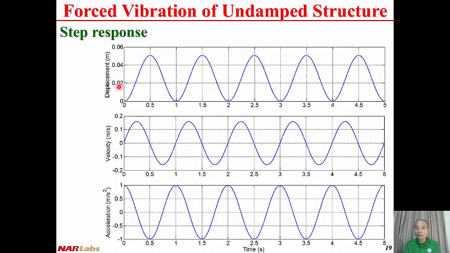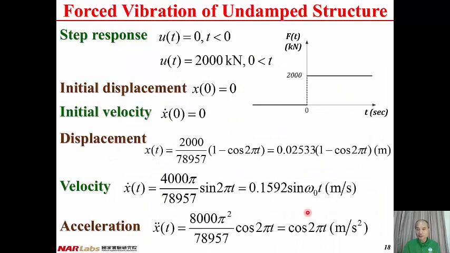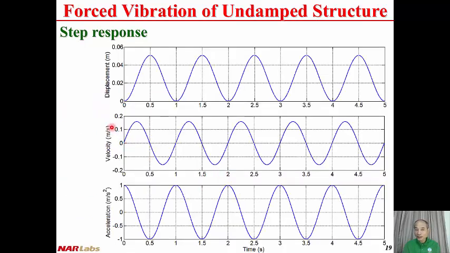And then we observe the amplitude of the vibration. For the displacement, it does not vibrate above 0. Instead, it vibrates above 0.025 meter, and it vibrates in the range from 0 to 0.025 meter. And then we observe the amplitude of vibration for the velocity is about 0.1592. From the previous slide here, the amplitude of vibration for the velocity is 0.1592. Therefore, the amplitude is very close to 0.16.